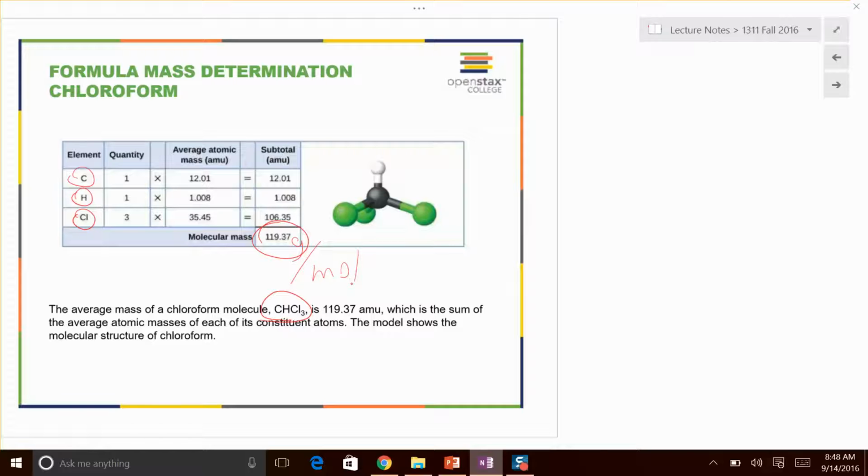You can also look at it in units of atomic mass units. On the atomic level, it would weigh 119.37 atomic mass units, which would include all the protons and the neutrons. There would be together approximately 119 protons and neutrons, or 120 protons and neutrons on a different molecule, or 118 on another one. But the average would be 119.37, because that's an average atomic mass.